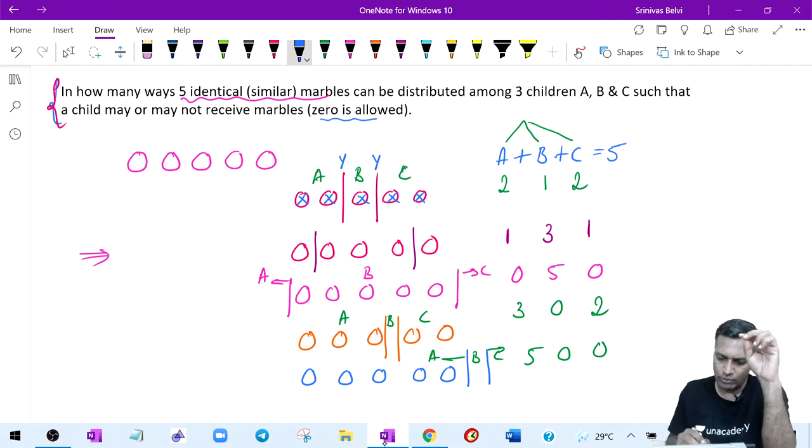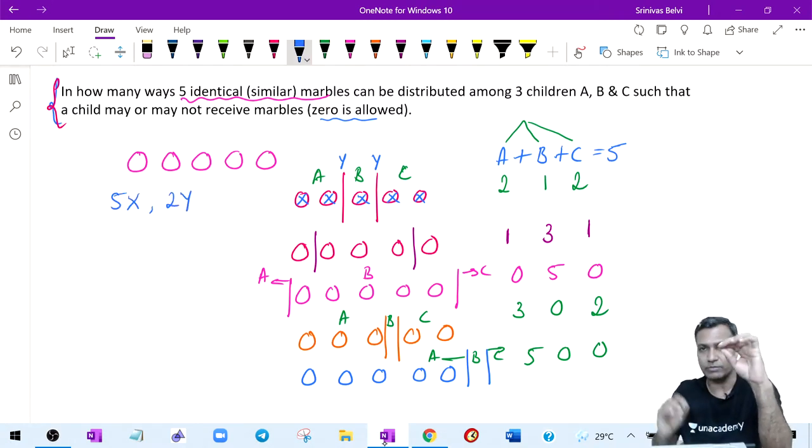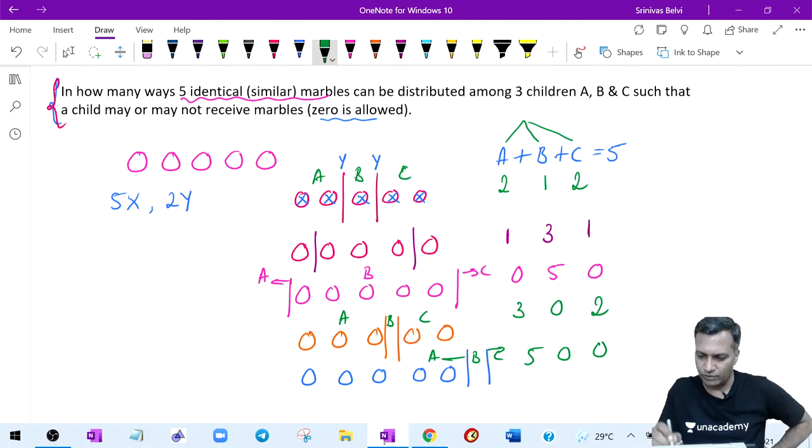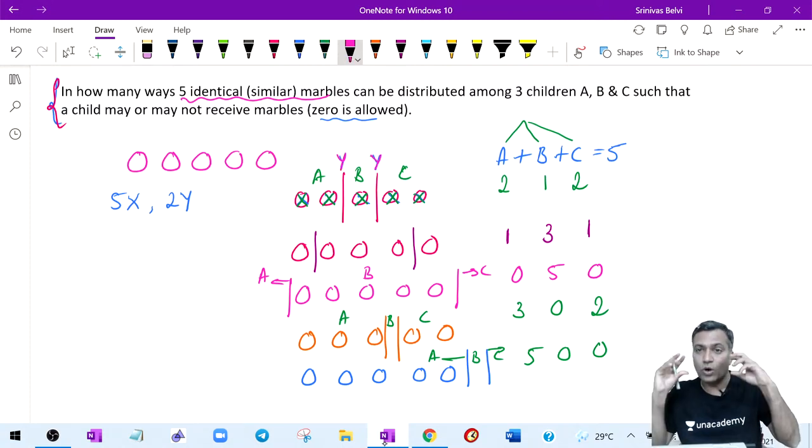And hence I have five X's with me and two Y's with me in this question. Let's assume that each circle I'm representing by an alphabet called X, and each line I'm representing by an alphabet called Y. So, what are the objects you have? You have 5X and 2Y.